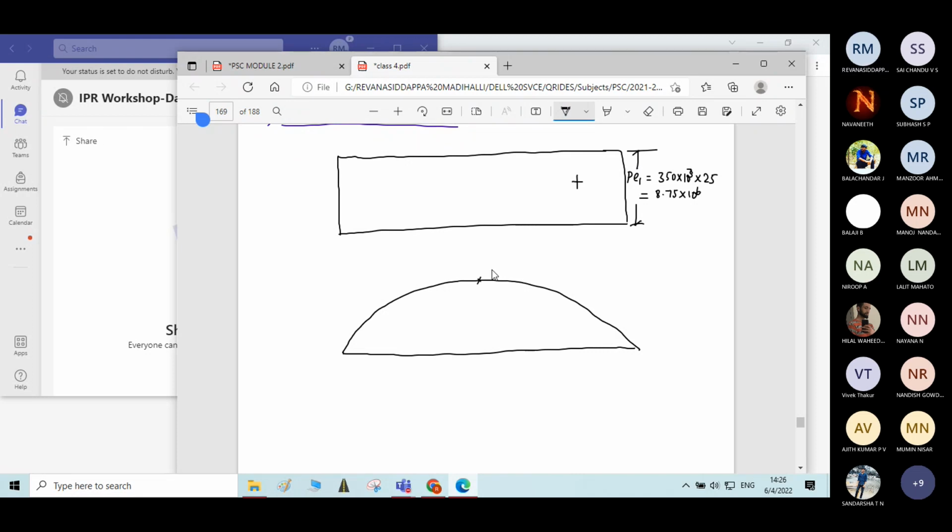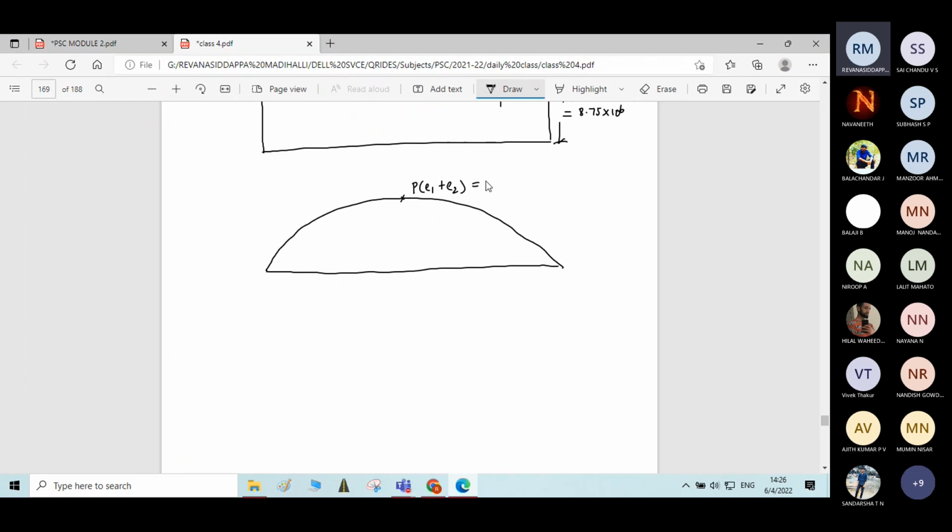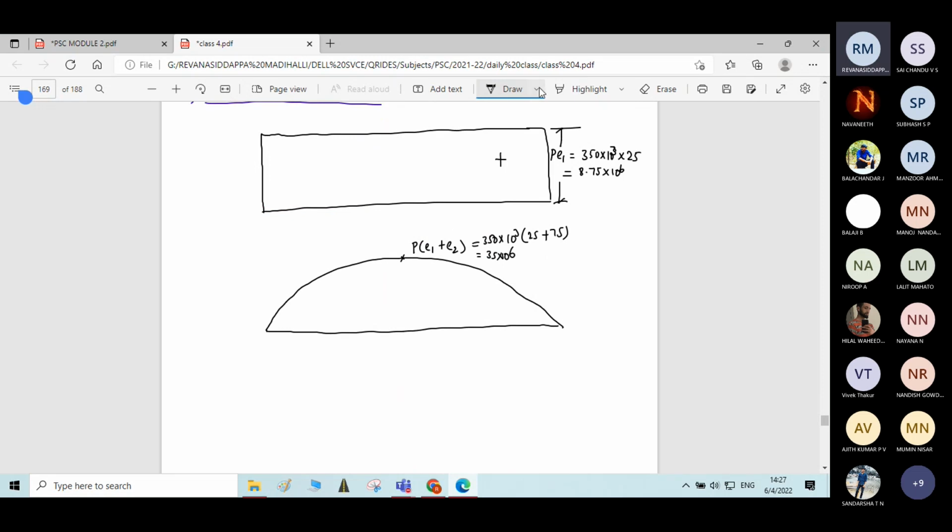Then P into E1 plus E2 here, as per this diagram. So P into E1 plus E2 is 350 into 10 power 3 into E1 plus E2, which is 25 plus 75. So the answer is 35 into 10 power 6. Now draw the central axis here.